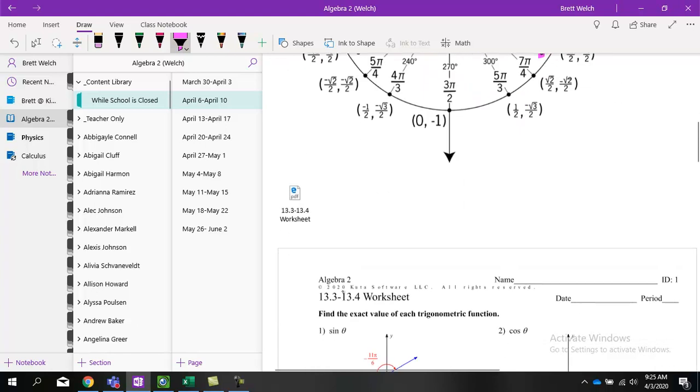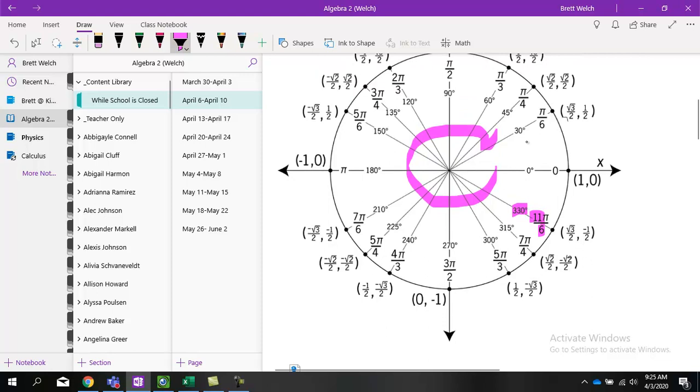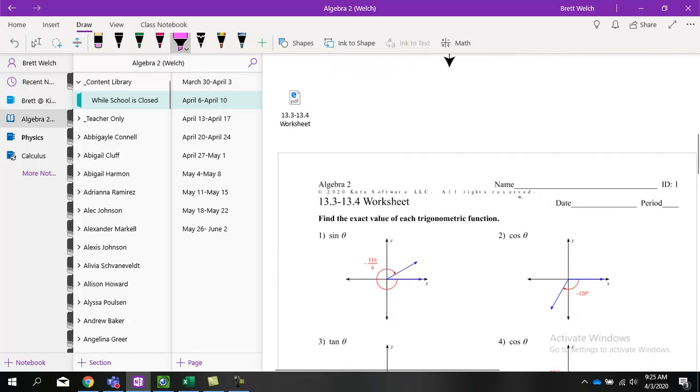Well, I'm being asked to find the sine of this angle. So I go to this location and I remember that the sine is the y value. That's how we defined it earlier. Well, the y value here is a positive 1/2. The answer to question number 1 is 1/2.